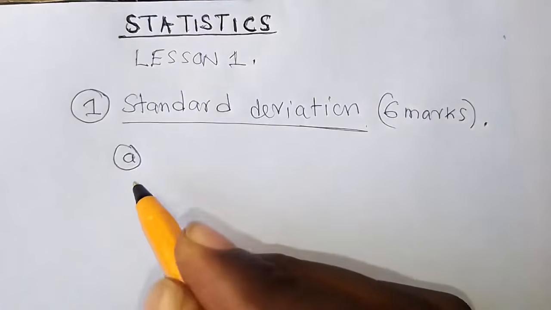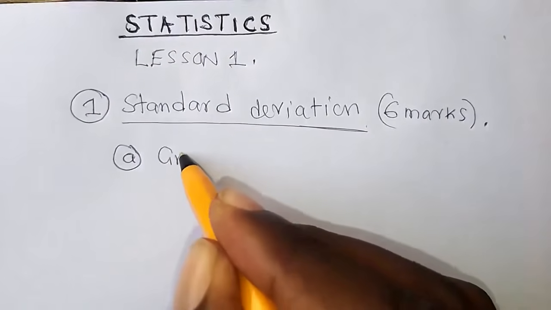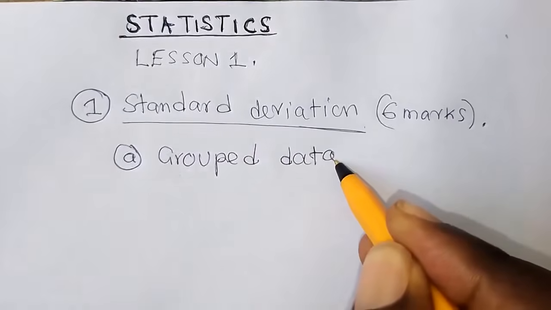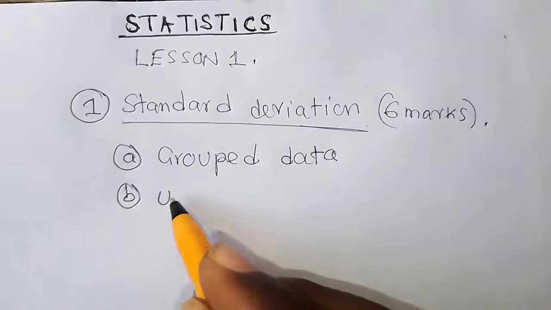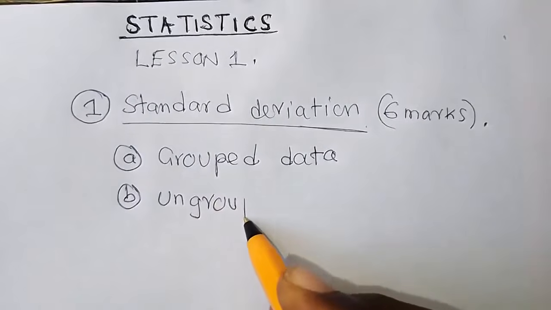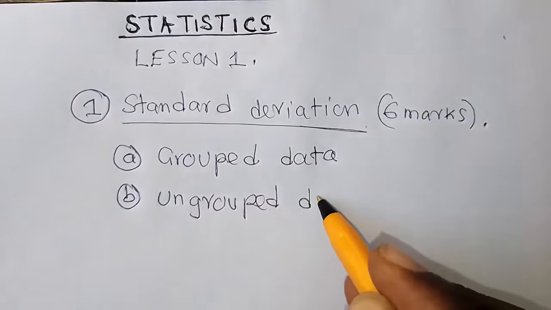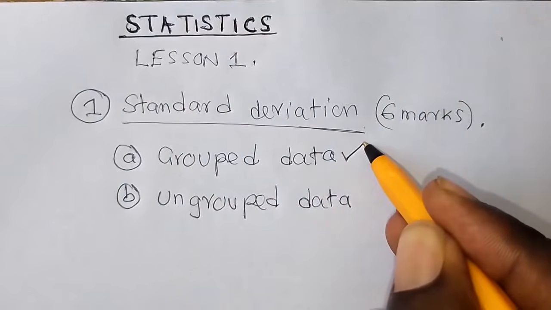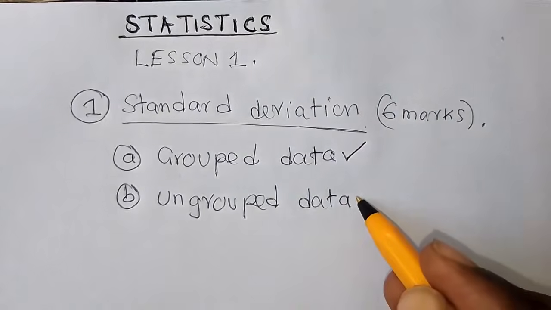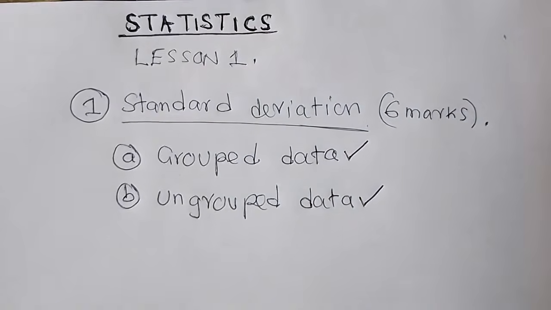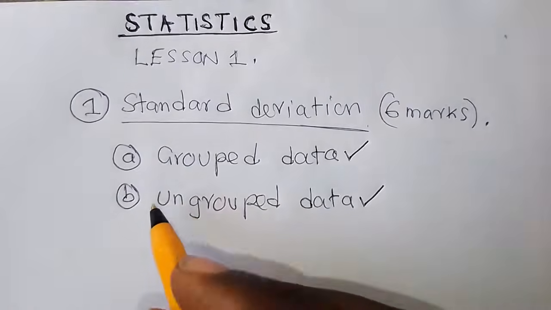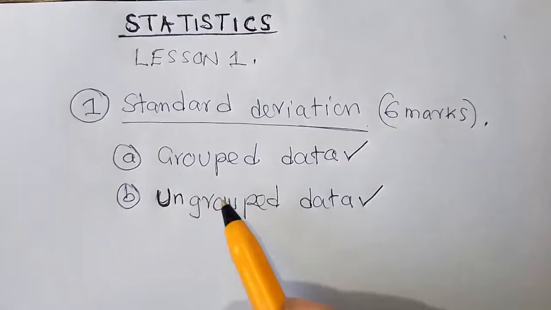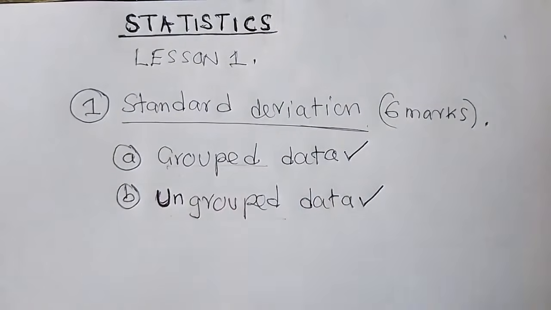The first one is called grouped data. Secondly, we've got ungrouped data. These are the two things that you're going to find in your exams. A question will come either under grouped data or under ungrouped data.